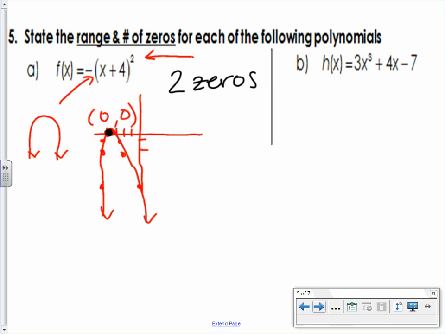Now, my range for this one, remember, range would go from bottoms up, so from negative infinity, it's going to go up, up, up, up, up, up, up, and the highest that it goes is, boom, 0. So my range is going to be from negative infinity to 0. Never gets higher than 0.